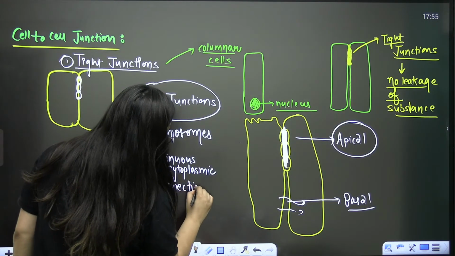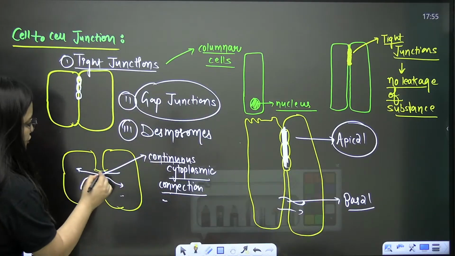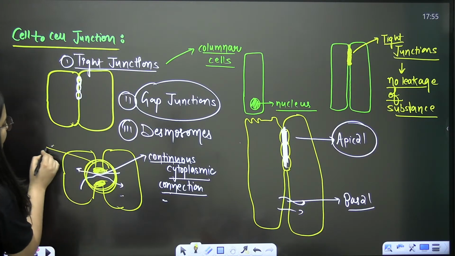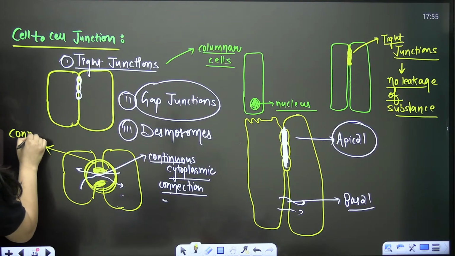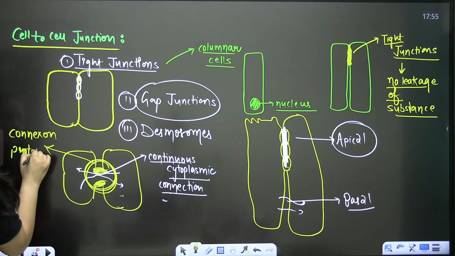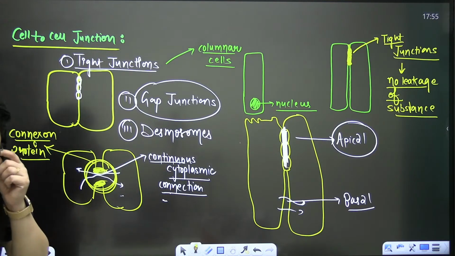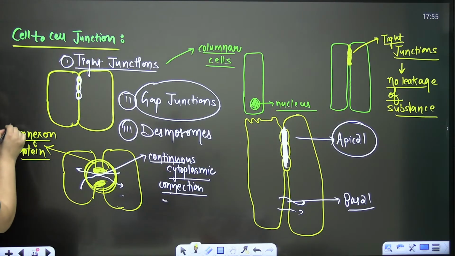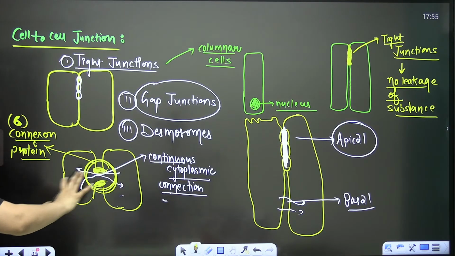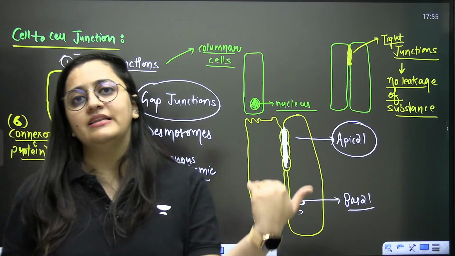Clear? So this gap junction is also made up of protein, the connexin protein. Which protein is there? The connexin protein. This is extra. Basically, six connexin proteins make this gap junction, this continuous cytoplasmic junction, so obviously things can easily cross here and there.